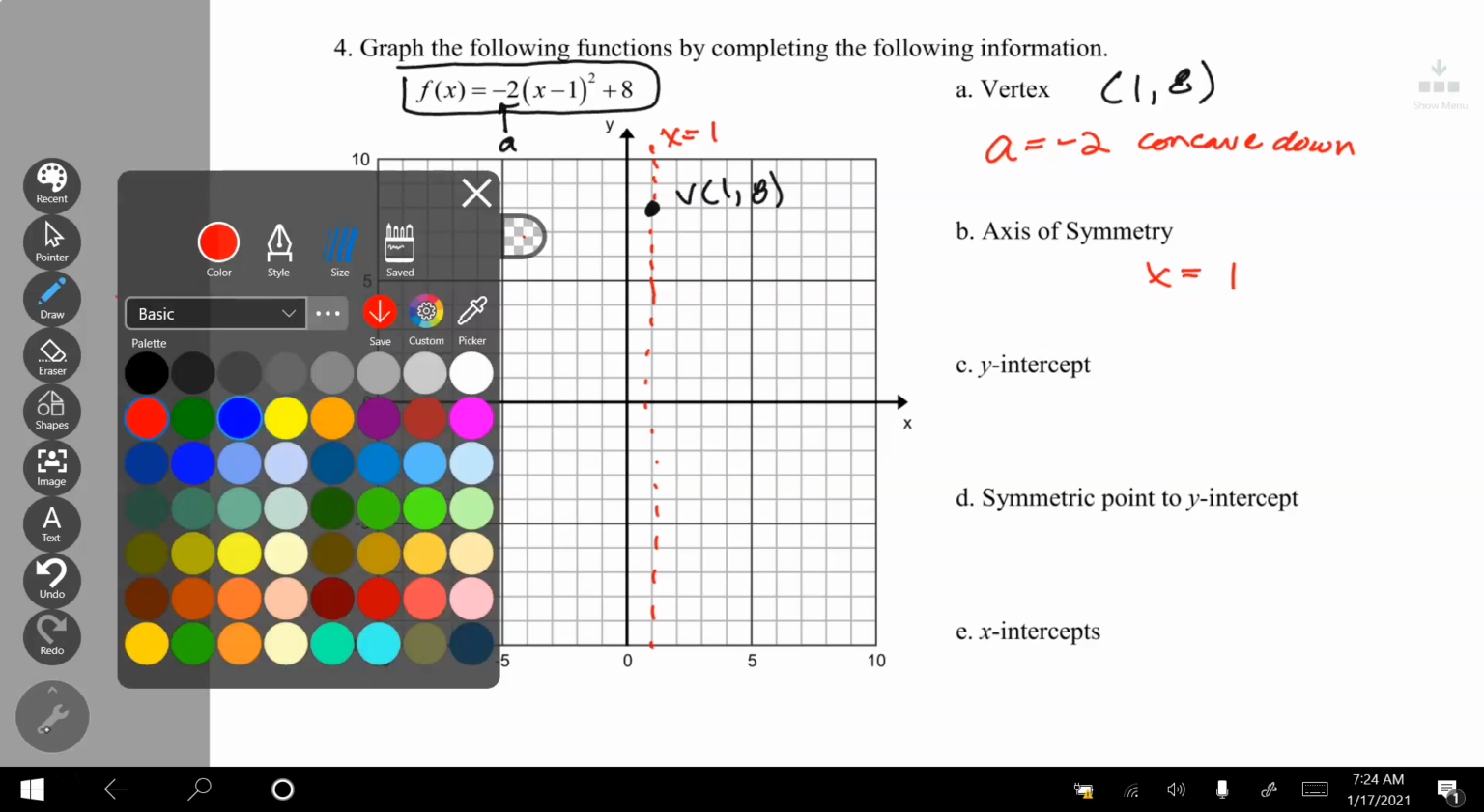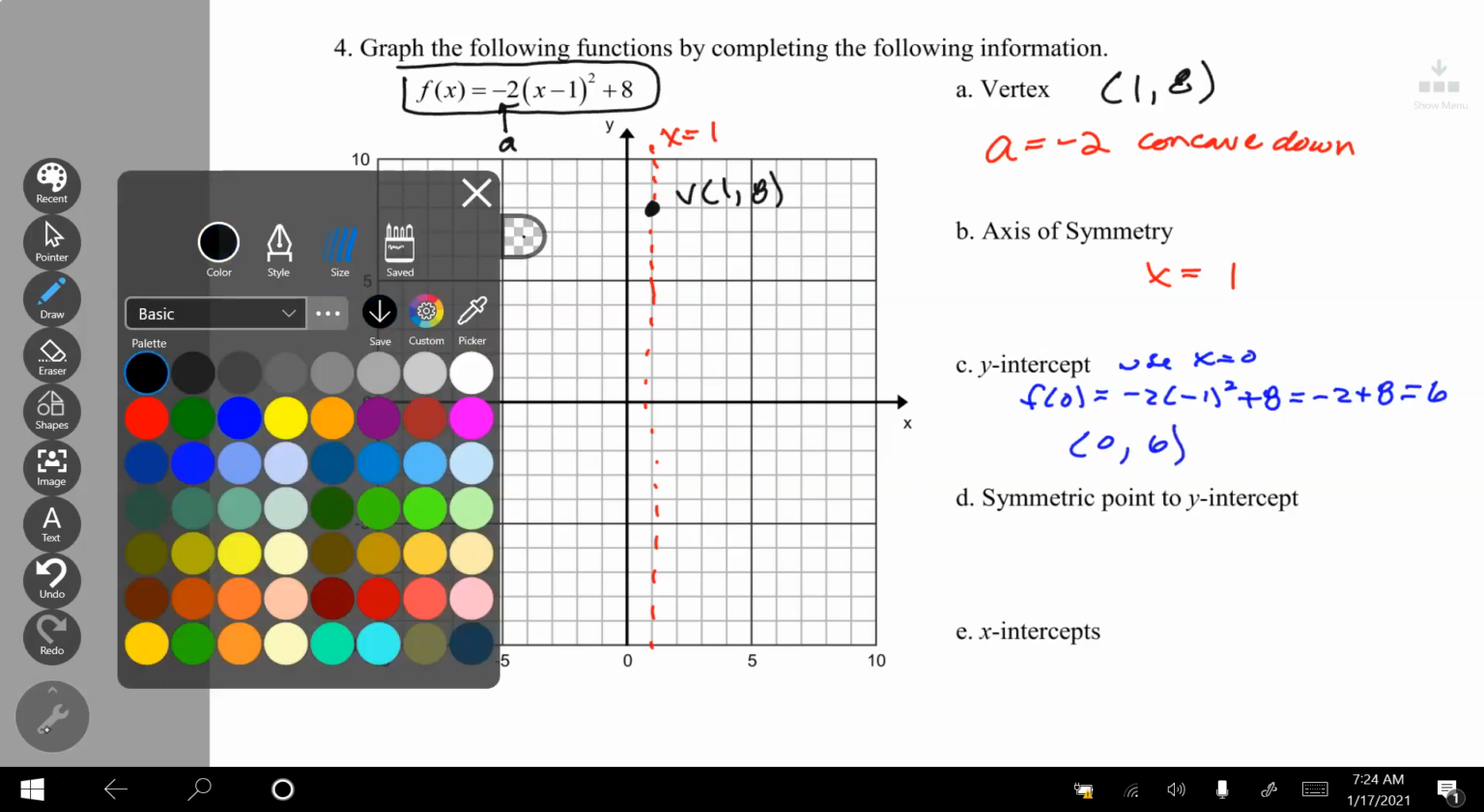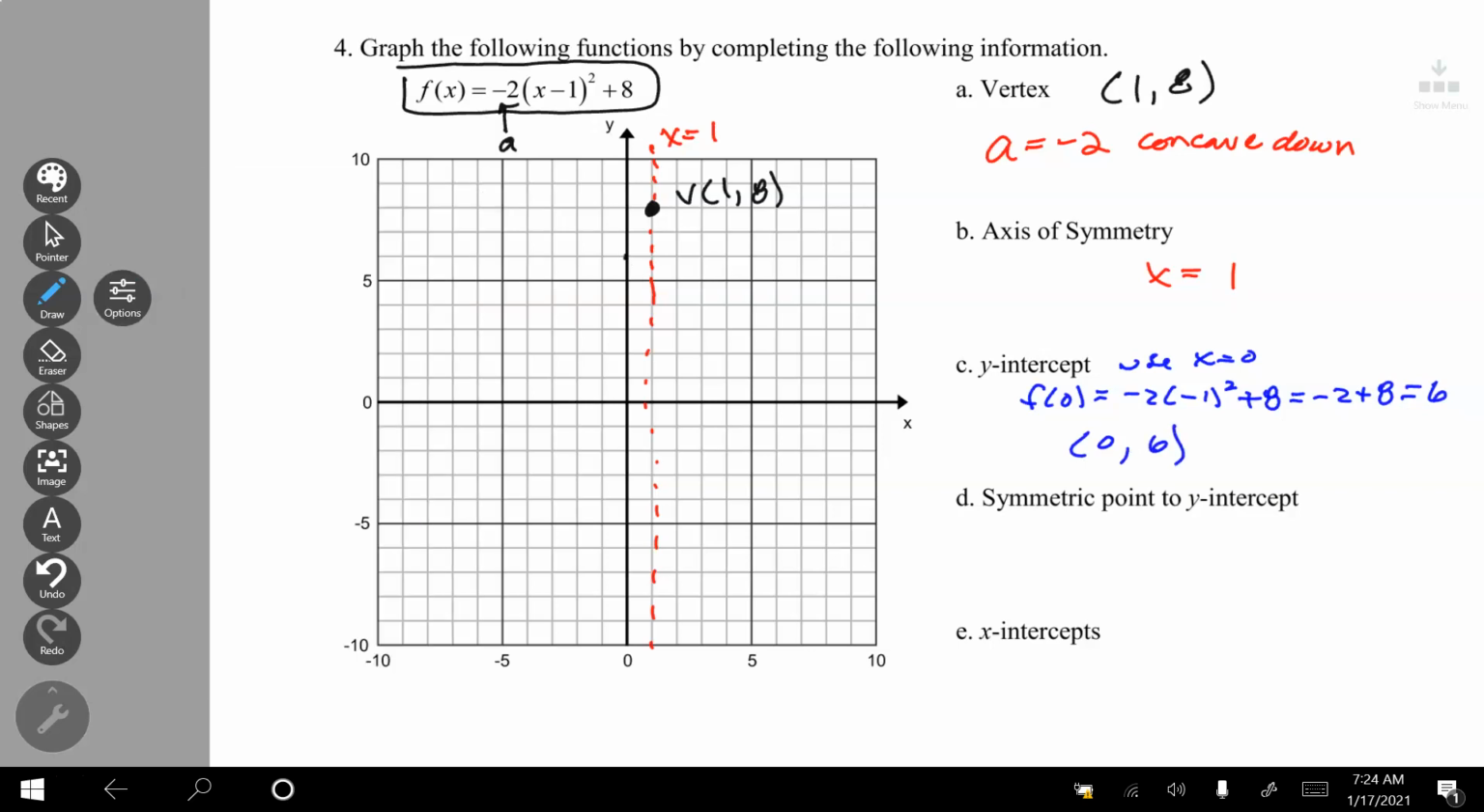How do we find a y-intercept? For a y-intercept, I just use x equals 0, so f of 0 is equal to negative 2 times (0 minus 1) squared plus 8. Negative 1 squared is 1, so it's going to be negative 2 plus 8, which is 6. So I get (0, 6). (0, 6) is right here.